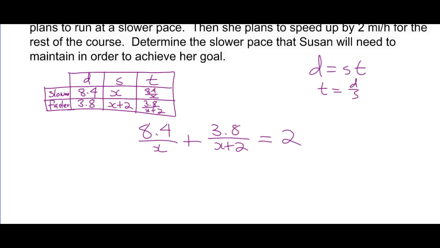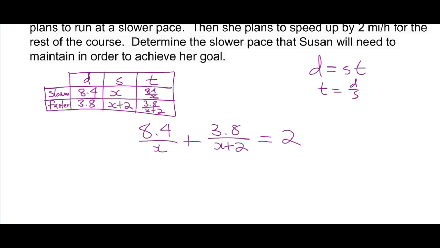The big thing to make sure of is that everything's in the same time units, which they are, because she's going to speed up by 2 miles per hour. If they're mixing hours and minutes, you just have to get everything into the same time units. In this case, it's all hours, so it's all good. This is miles, this is miles per hour. Miles divided by miles per hour becomes hours. So this is the time she's going at the slower pace plus the time she's going at the faster pace, and that's the total amount of time she's going to take.